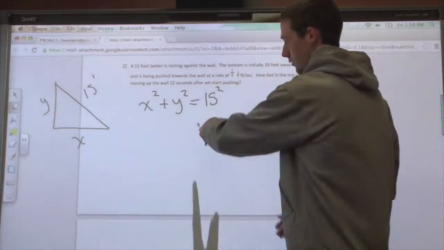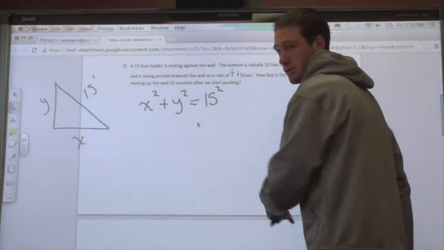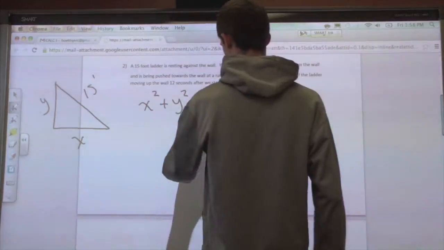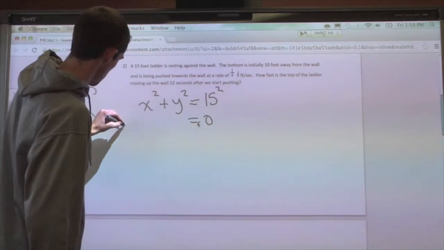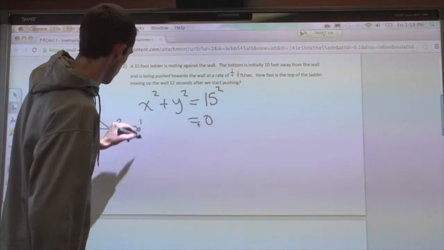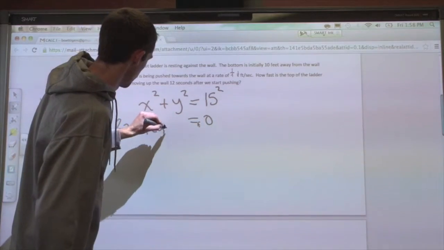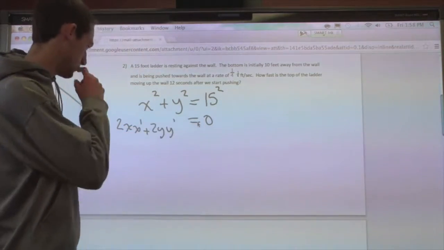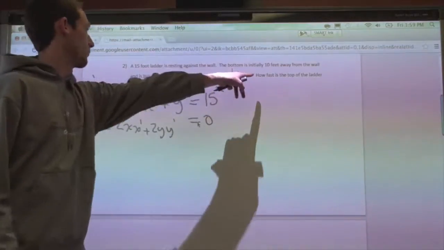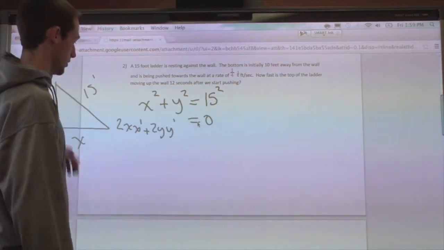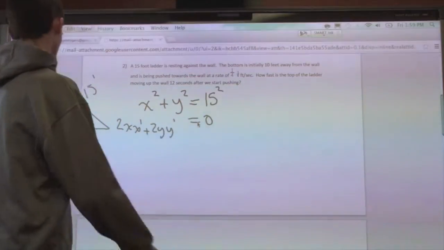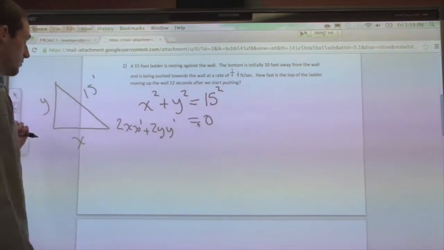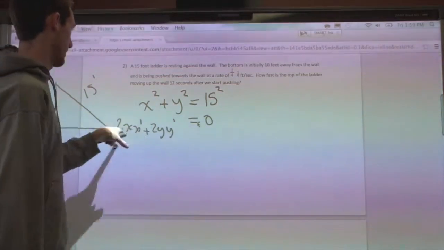So now we'll just go ahead and differentiate both sides of this one. So when we differentiate a constant, we're just going to get a 0 on this side. And over here we're going to get a 2x, x prime, plus 2y, y prime. So we want to find the y prime, because that's how fast the top is changing here. We have the x prime, which is going to be negative 1/4 foot a second, because we're pushing it in this way. We need to find the x and the y.